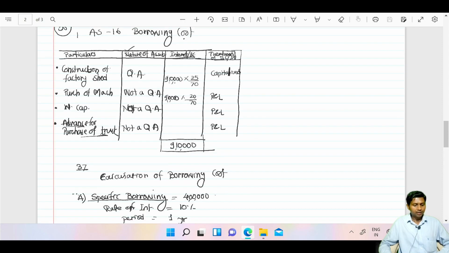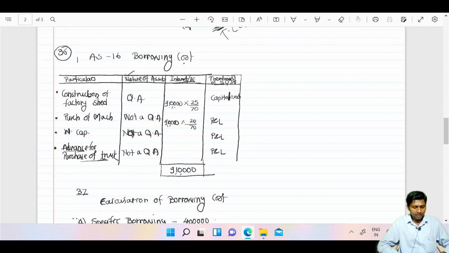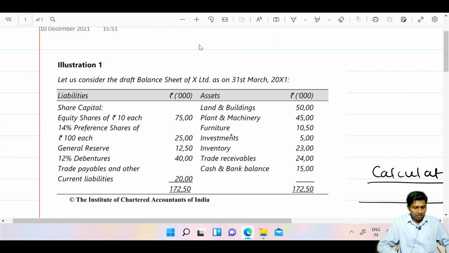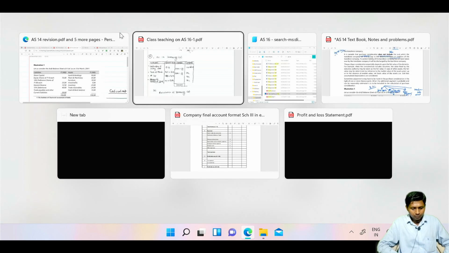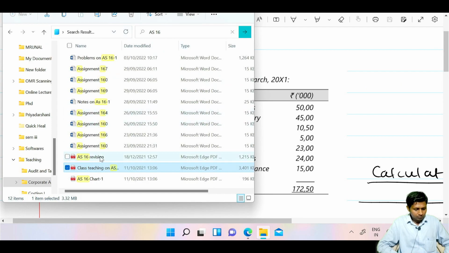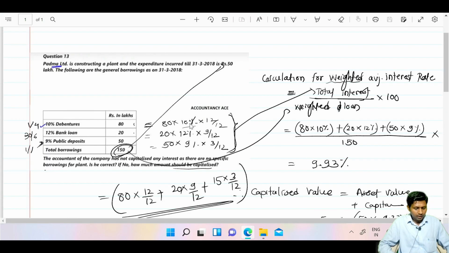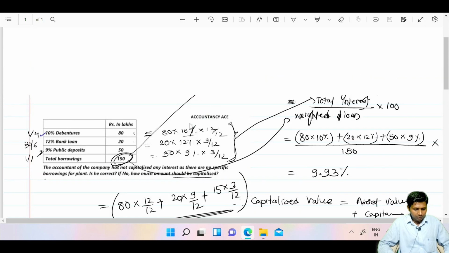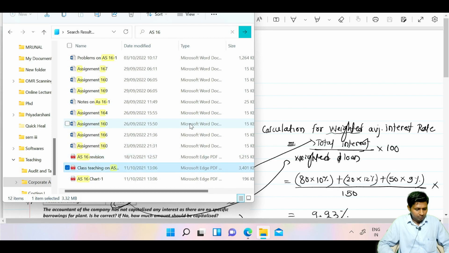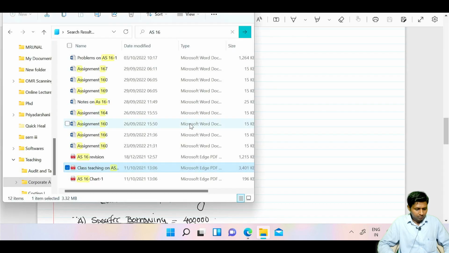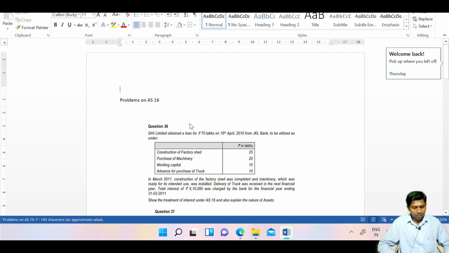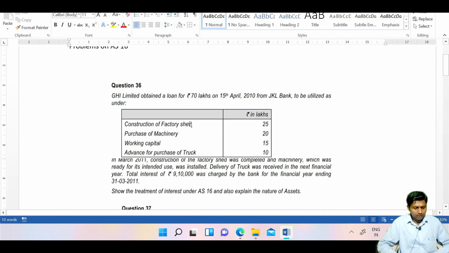Now AS16, here one example you will find. I will take just one example on AS16. Let's check this example. It is problems on AS16. Now check the screen, my dear students.